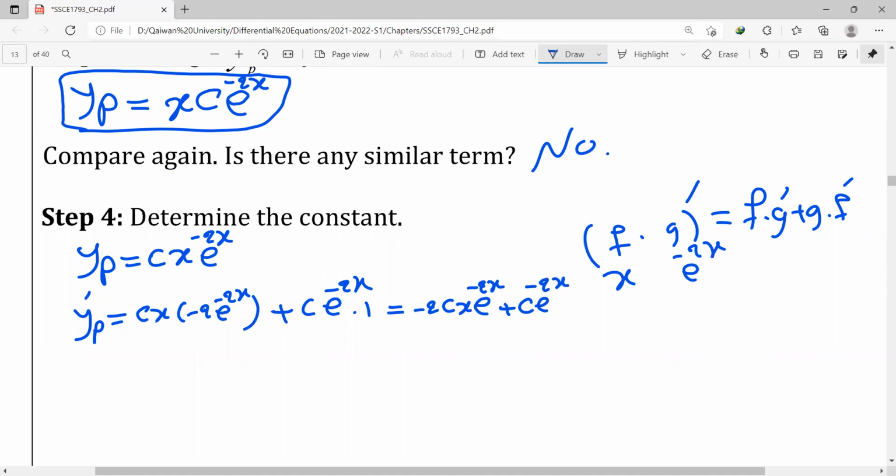This is y prime. And for y double prime, we are going to find a derivative for this function. We say y double prime of p equals.